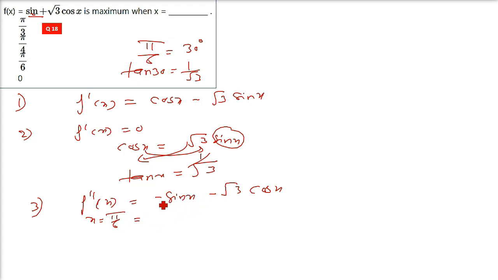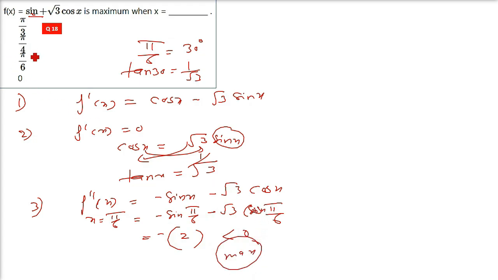So we have sine 30 degrees, which is 1 by 2, and cos 30 degrees, which is root 3 by 2. So it will be minus half minus root 3 into root 3 by 2. You can take the minus outside as common, with sine pi by 6 and cos pi by 6. Sine pi by 6, or sine 30 degrees, is 1 by 2, and cos 30 degrees is root 3 by 2. So you have half plus root 3 into root 3 by 2, which is 3 by 2. So this is the value which you get, which is negative 2.